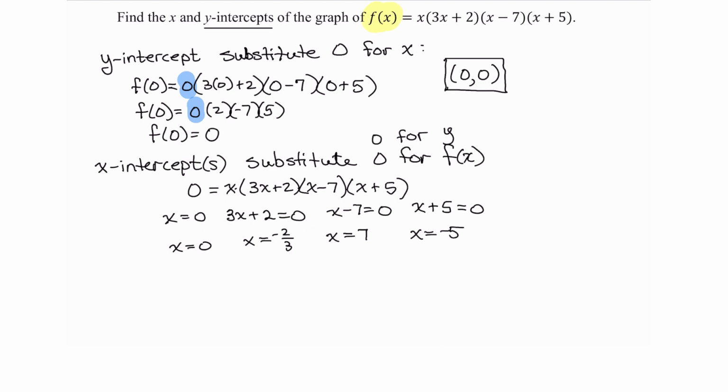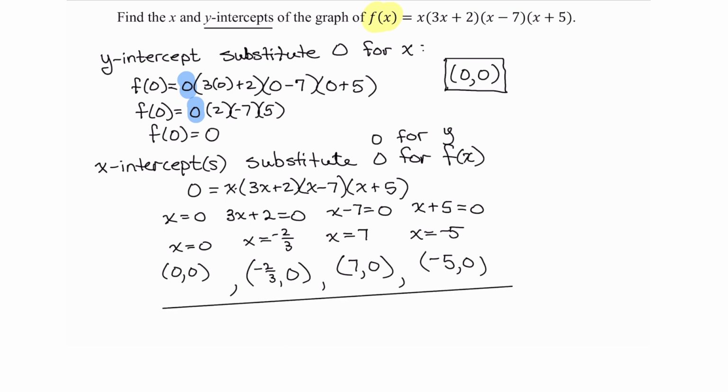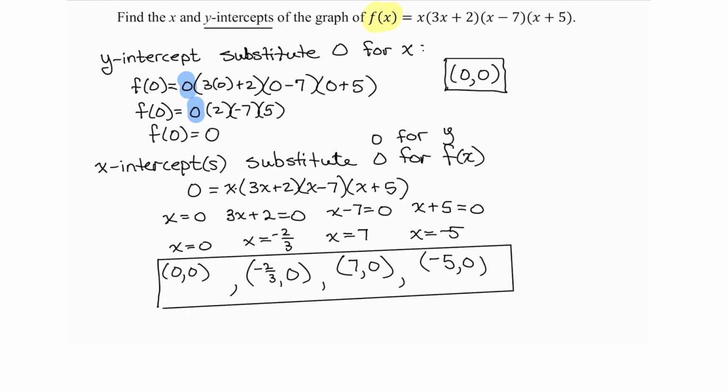So those are the x values that would have my y come out 0. So those are my x-intercepts. So I have 0, 0. So a 0 value of x will give me a 0 value for y. If x is negative 2/3, I get a 0 out for y. If x is 7, I get a 0 out for y. And if x is negative 5, I get a 0 out for y. So those are my x-intercepts. And that is how you find the x and y intercepts of a polynomial function when it is in factored form.